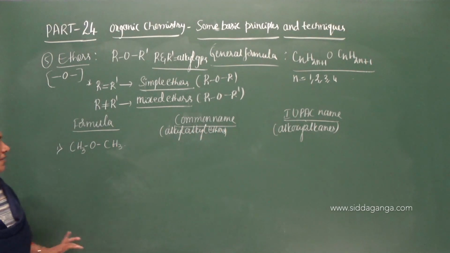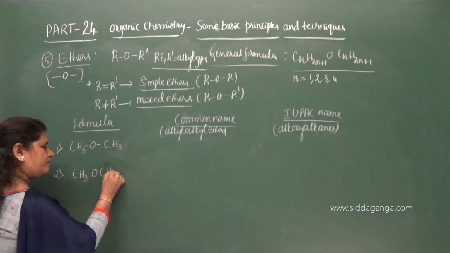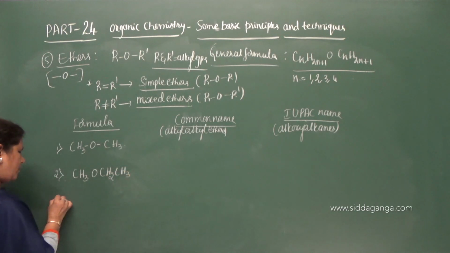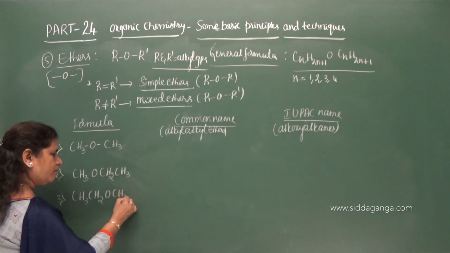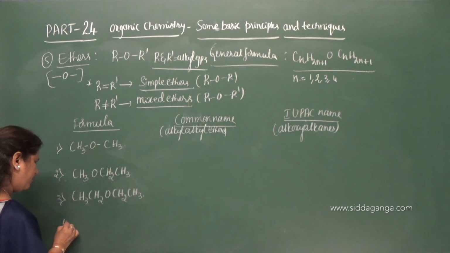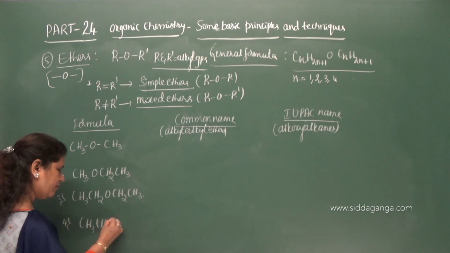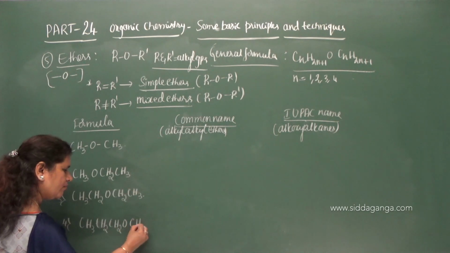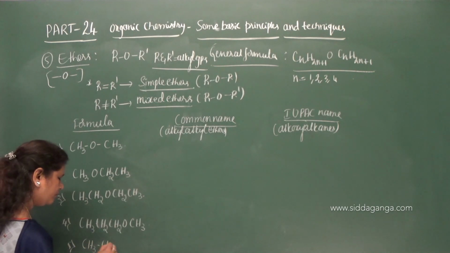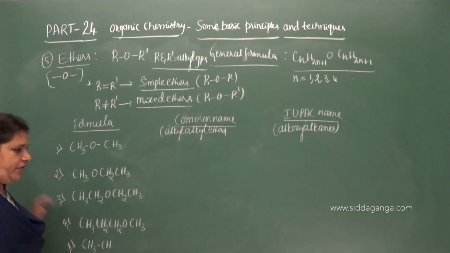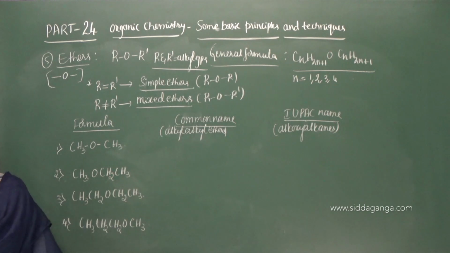Okay, now take down the examples. Second one, third one, fourth one, fifth one. I'll write it afterwards. So up to 4 ethers you can give the names.